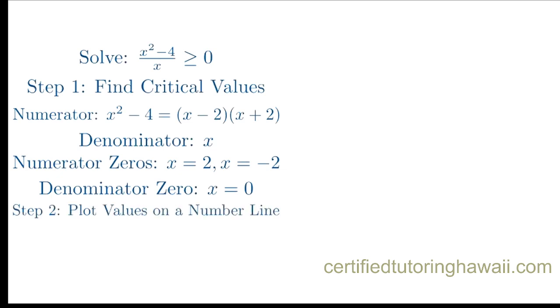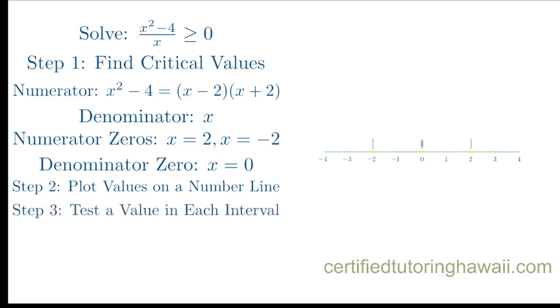Step 2. Plot these values on a number line. We mark negative 2, 0, and 2 on our number line. This creates 4 intervals. The values negative 2 and 2 make the numerator 0, so the function is 0 there. They are included in our solution. The value 0 makes the denominator 0, so the function is undefined there. It is excluded. So our number line shows included points at negative 2 and 2 and an excluded point at 0.